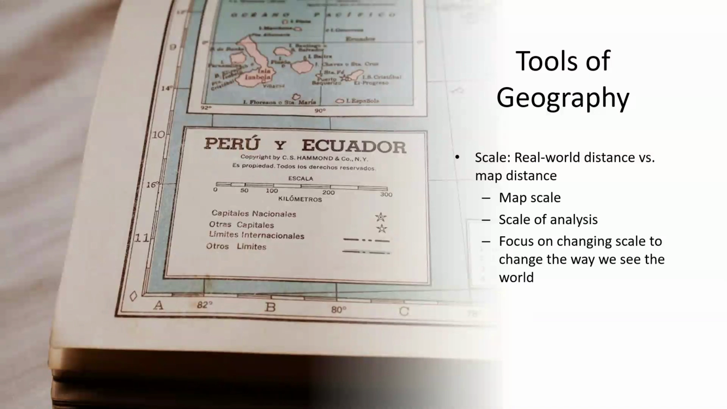When we're thinking about scale, and I'm going to warn you, geographers think about scale in a lot of different ways. The first one is thinking about the distance in the real world versus the map distance. Usually somewhere near the key, you're going to see a map scale. You could pull out a ruler, measure, do some multiplication, and figure out exactly how far apart things were in the real world.